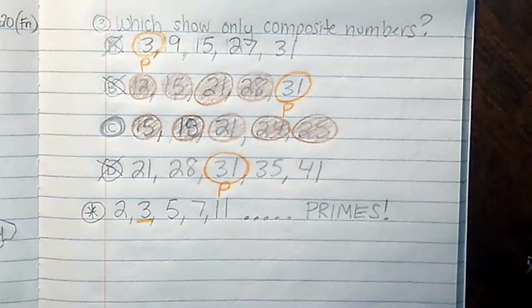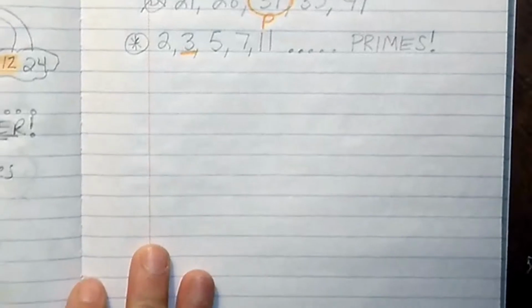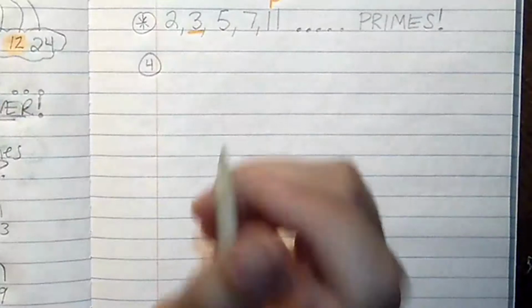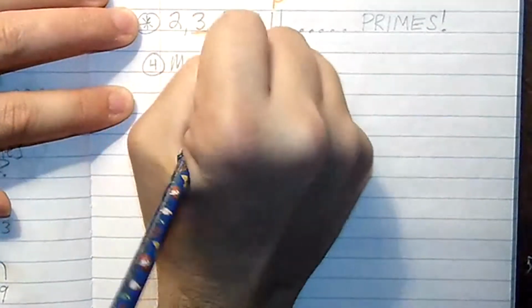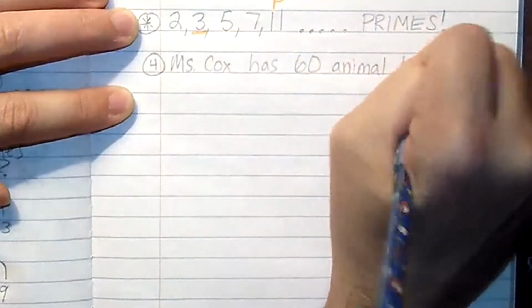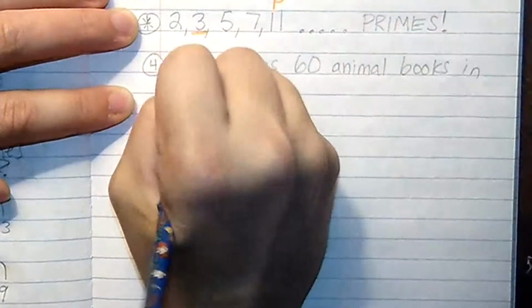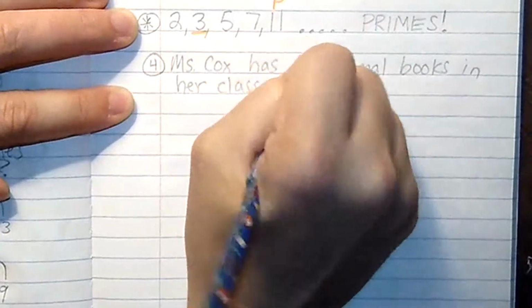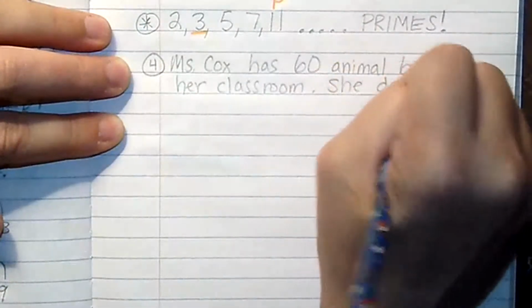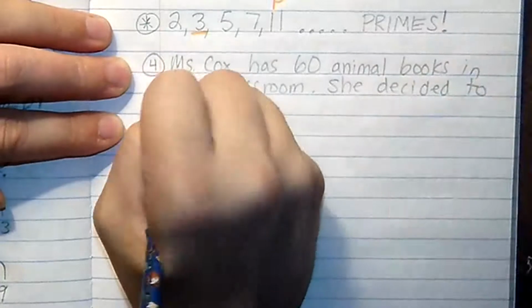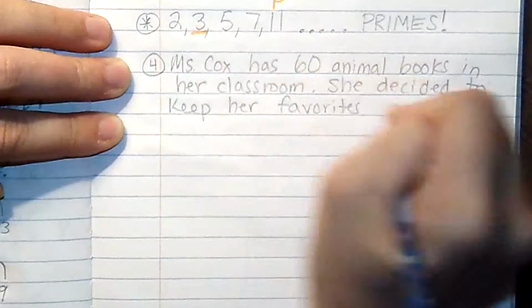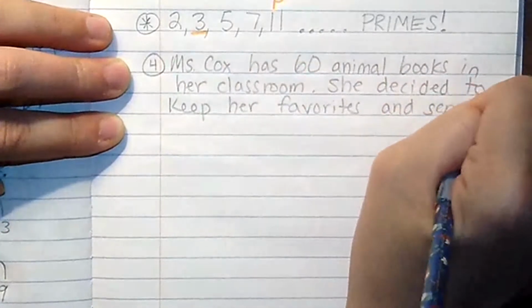All right. This is going to be our last one for today. I thought we were going to do 6. We're going to do 4. Here's number 4. Miss Cox has 60 animal books in her classroom. She decided to keep her favorites. And send the rest home with you guys.